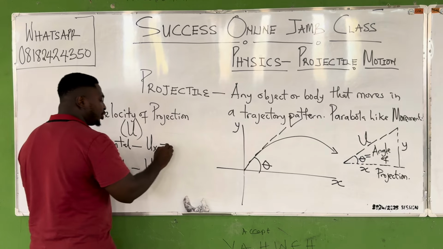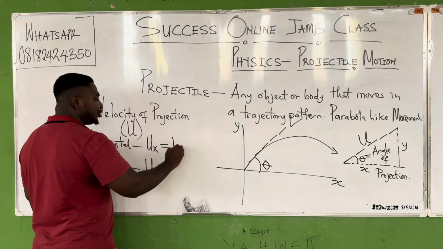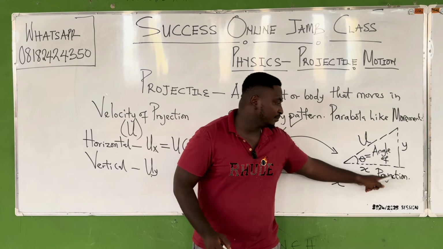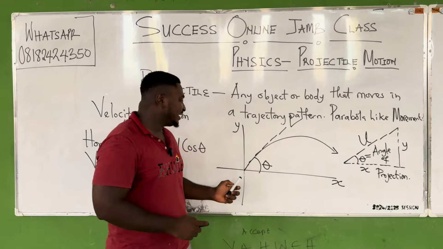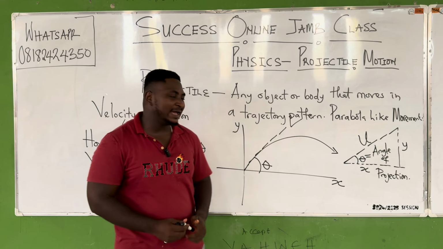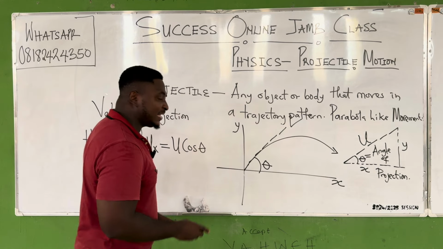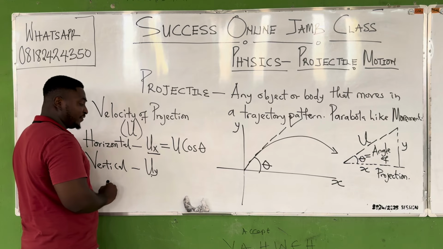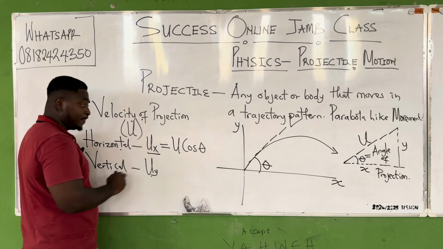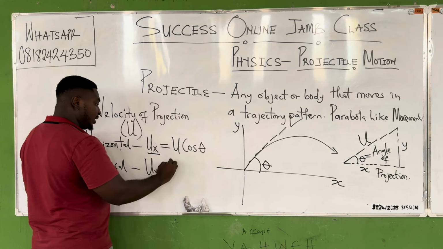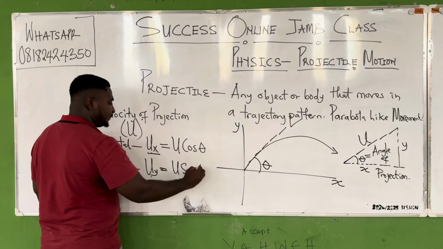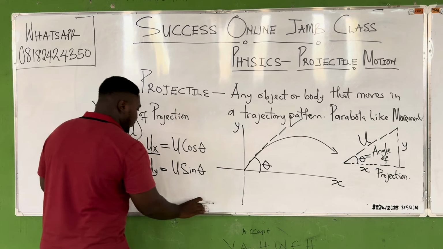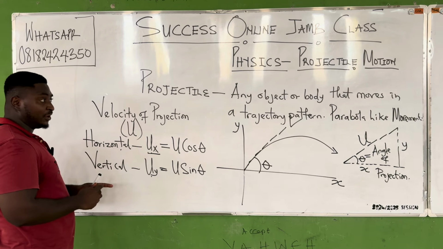The horizontal speed of projection, Ux, has a formula: U cos theta. Don't forget, theta is the angle of projection. When a body is projected in a projectile manner, it makes an angle theta with the horizontal. That theta is called the angle of projection. Ux, the horizontal component, is U cos theta, and Uy is U sine theta. So we have the horizontal and the vertical speed of projection.